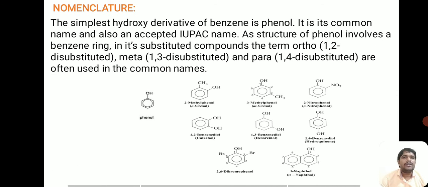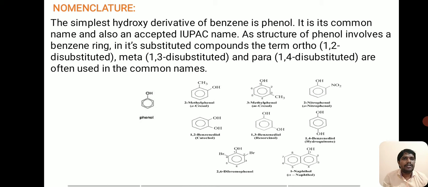Nomenclature of phenols. We know that the simplest hydroxy derivative of benzene is phenol. It is its common as well as an accepted IUPAC name. As the structure of phenol involves a benzene ring, in its substituted compounds the terms ortho, that is 1,2-disubstituted, meta, meaning 1,3-disubstituted, and para, meaning 1,4-disubstituted, are often used in the common name.